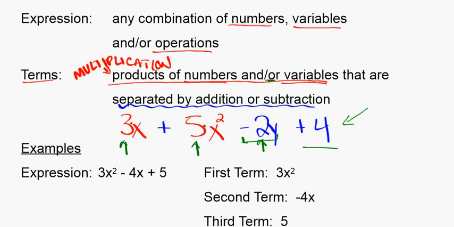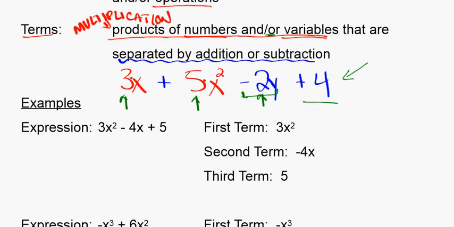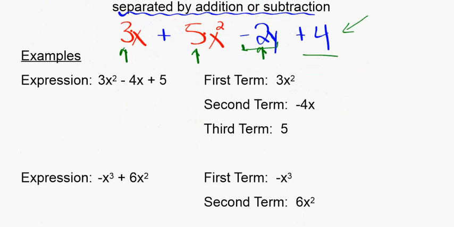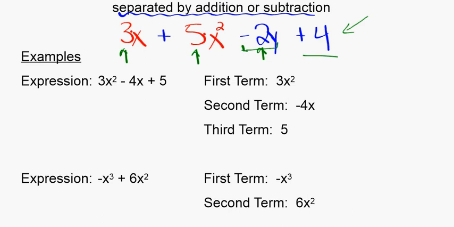So let's look at some expressions and just identify the different terms. So here, this expression, the first term is 3x squared. The second term is a -4x. And then our third term is this +5. So you can see how these terms are all separated by addition and subtraction.